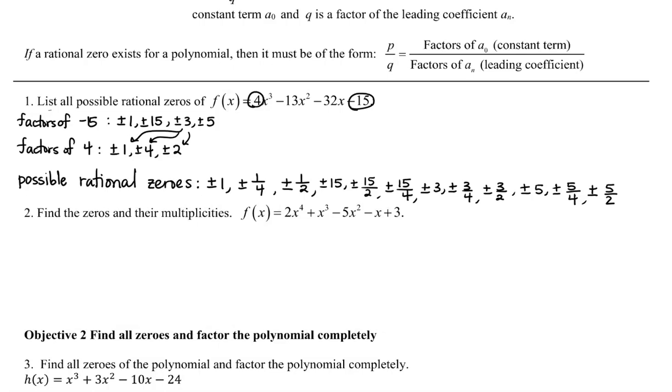One thing that is clear is that it's not possible that all of these numbers are zeros for the polynomial, because this polynomial can have a maximum of 3 zeros, because the degree of that polynomial is 3. So it cannot have more than 3 zeros. It's also possible that not all of the zeros for that polynomial are rational. It could have irrational zeros, and it could also have imaginary zeros. But this is the list of all possible rational zeros.